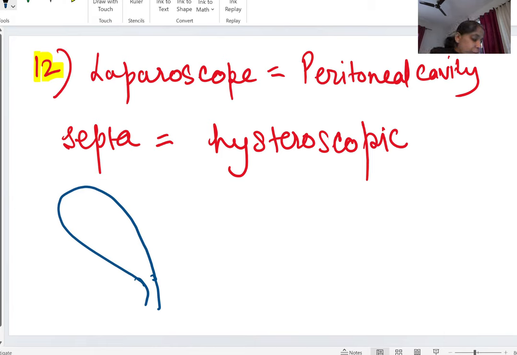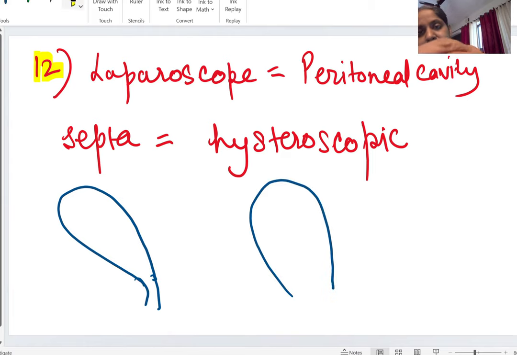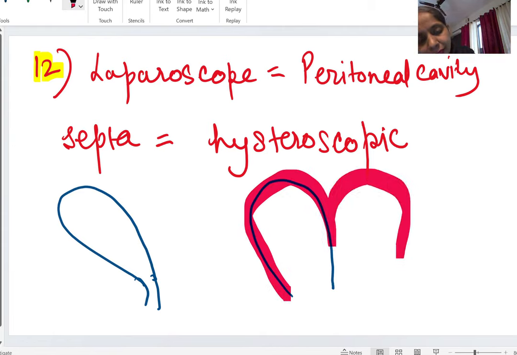So unicornuate uterus can be seen in the peritoneal cavity, right? Bicornuate uterus can be seen in the peritoneal cavity. So because what is in bicornuate? Let me draw the bicornuate for you. Like this. There is incomplete fusion.